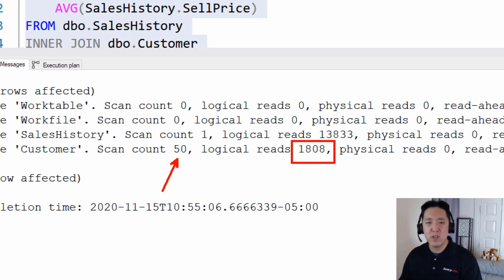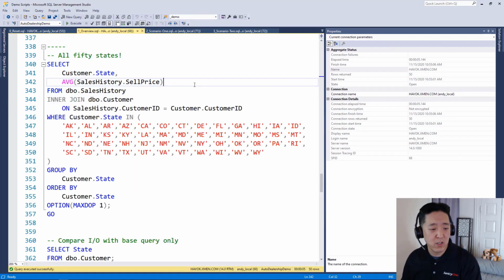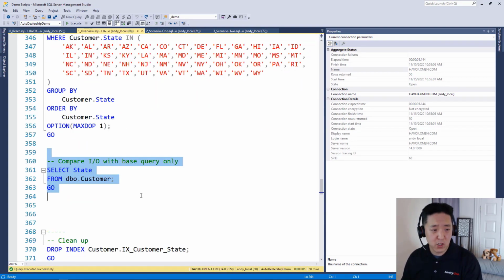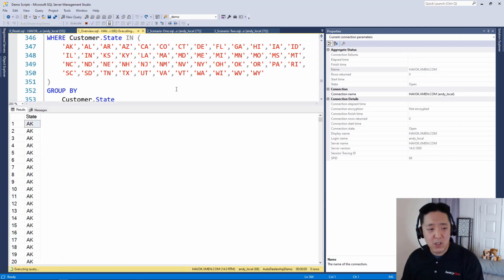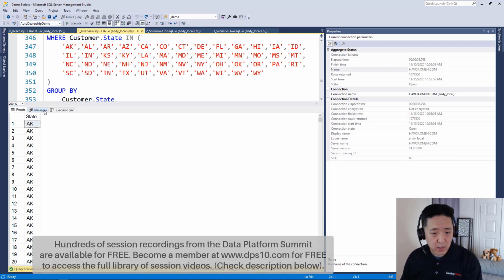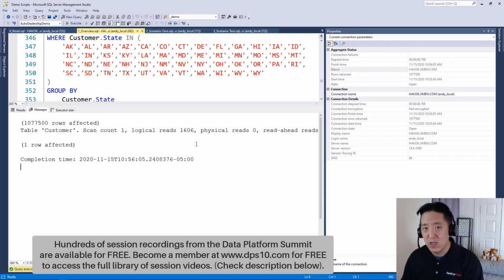What would the equivalent IO be if we had just done a complete scan of the customer table? Well, I can show that to you here just by doing a select state from customer. Instead of 1808 logical reads, a simple scan of the customer table by state is only 1606. That's a savings of just over 200 logical reads. But think of it in terms of percentages. That's a non-trivial percentage difference as well.